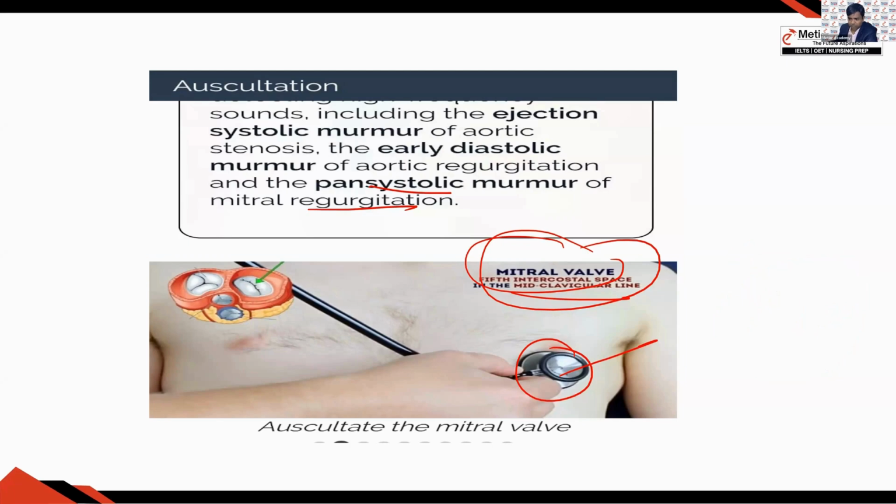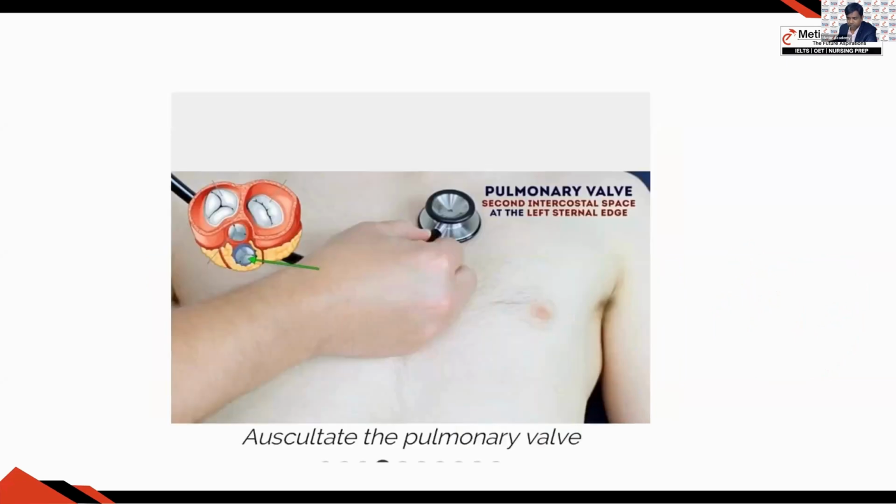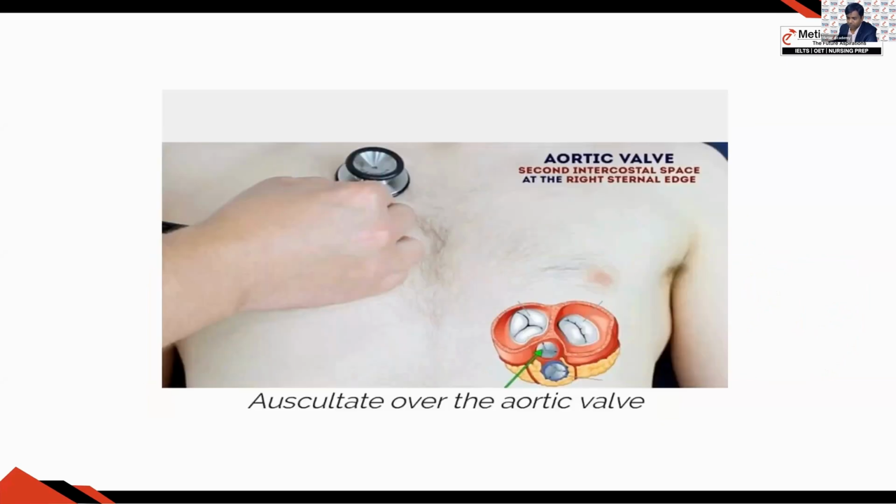Let me check. So the aortic valve, then the pulmonary valve. On the second side we are proceeding, and then the tricuspid valve, then the apical valve. So here they give the image, that is the aortic valve. Second intercostal space.